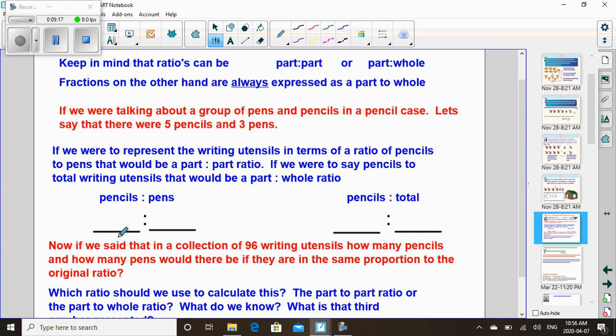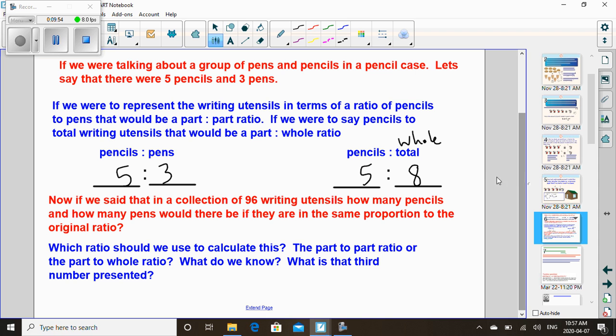Okay, so writing these down, pencils to pens, remember what do we have? 5 pencils for every 3 pens. That's what will go into the blanks there. Now, so that's your part to total or part to whole over here. Pencils, again, is still 5, but total is 5 plus 3, 8 total writing utensils. Okay, so now it's good we're talking proportion here. It's good to be able to use the original ratio to solve other problems.